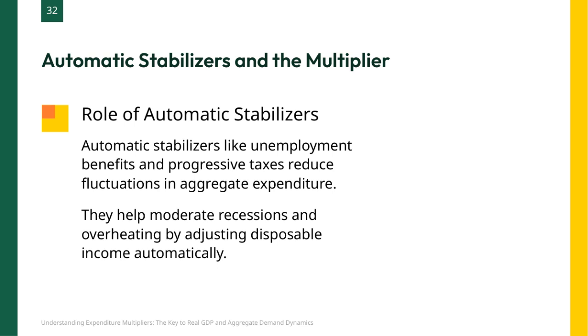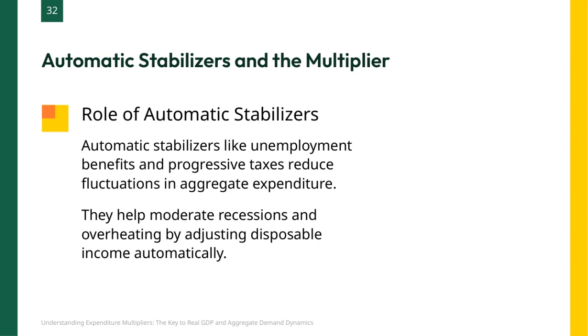effect. Automatic stabilizers such as unemployment benefits and progressive taxes are crucial because they help smooth out fluctuations in aggregate expenditure without requiring any direct intervention. During a recession, for instance, unemployment benefits provide income support to those who are out of work, helping to maintain their spending levels. Similarly, progressive taxes adjust automatically.